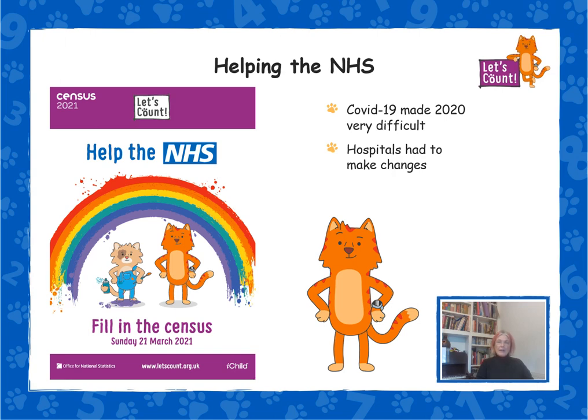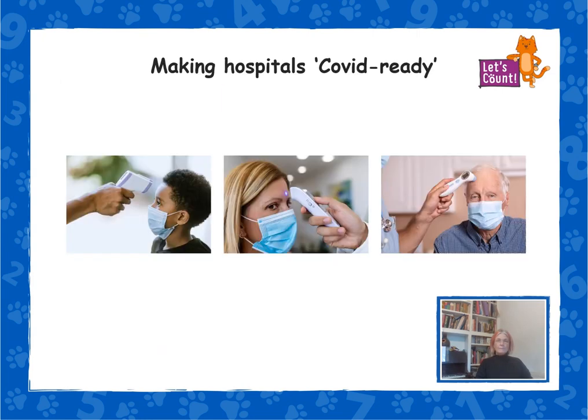We're going to think about the areas that we have been looking at in terms of the age and the health of the population, and think about how we would support the NHS and these local hospitals to make the changes that they need in order to provide that care that these communities need. So what decisions have had to be made so that hospitals have been prepared to deal with an increased number of patients during the COVID pandemic?